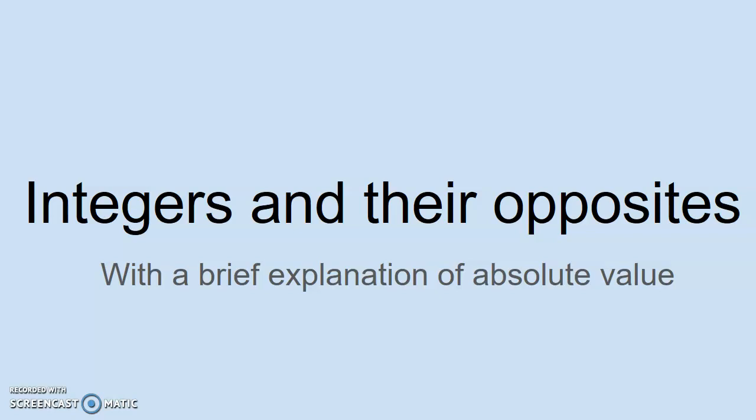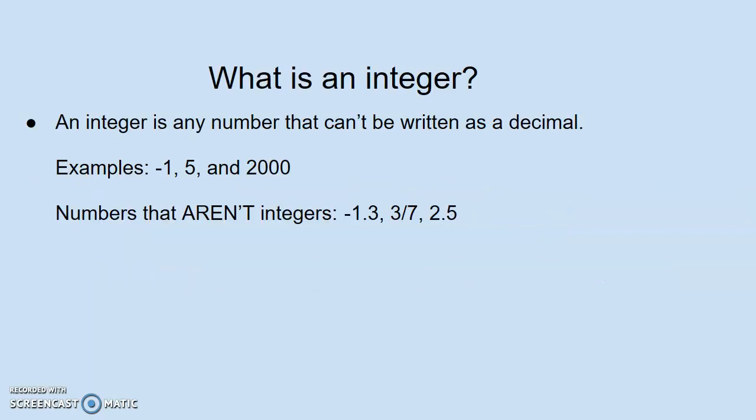So suppose that we were asked to find the opposite of an integer. Well, what is the opposite of an integer? Today I'm going to show you what the opposite of an integer is, and I'm going to give a brief recap of absolute value. So an integer is any number that can't be written as a decimal.